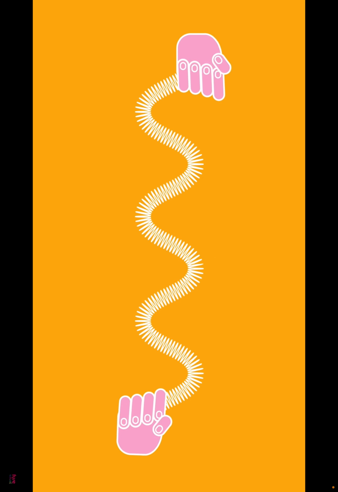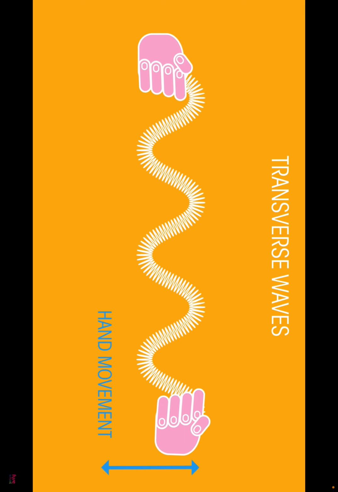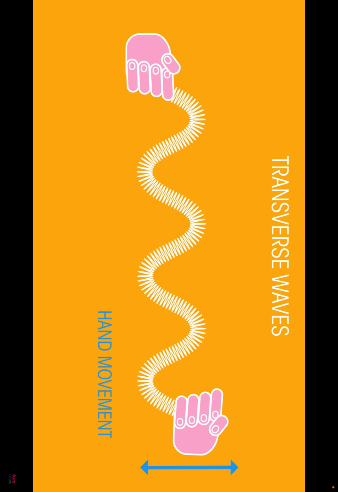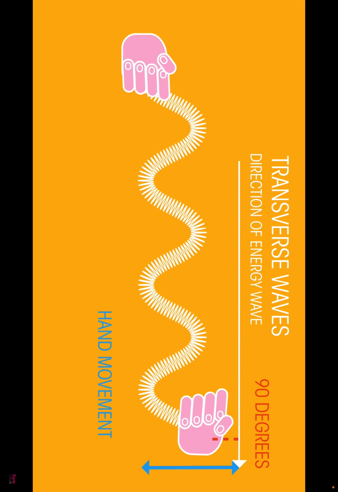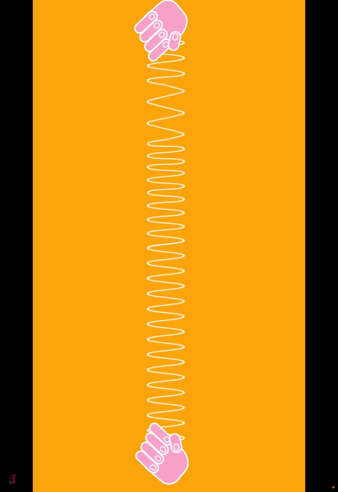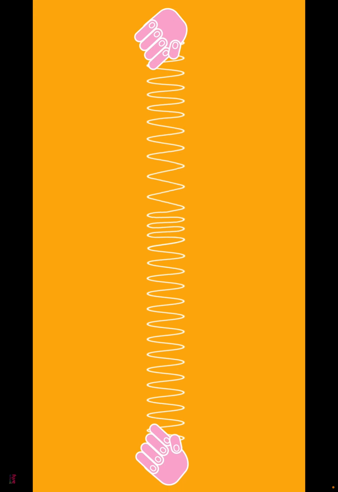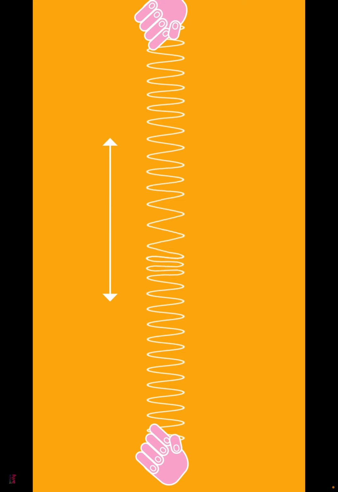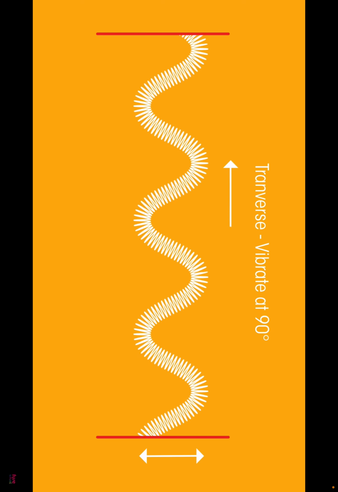Let's look at another type of wave, transverse waves. The hand moves up and down, as does the slinky, but the wave itself moves from left to right. So the particles vibrate at 90 degrees to the direction that the energy is moving. We can simply think of it as, in longitudinal waves, the hand pulses horizontally, pushing and pulling, and the wave energy also moves horizontally, back and forward. Whereas in transverse waves, the hand moves up and down, but the wave energy still moves horizontally.